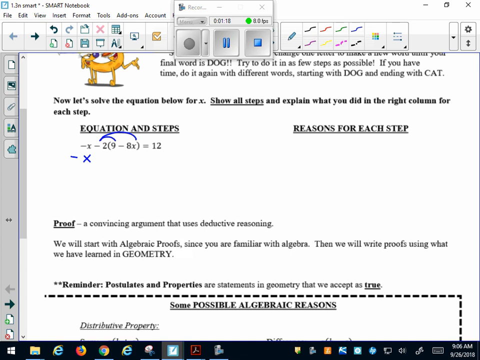So we're going to do -2 times 9 and get -18. And then -2 times -8x, negative times a negative is a positive 16x. And then we still keep the equals 12. So over on this side, see where it says reasons for each step? The reason is what you just told me this is, the distributive property. So we're just going to write that here. This is our reason, distributive property.